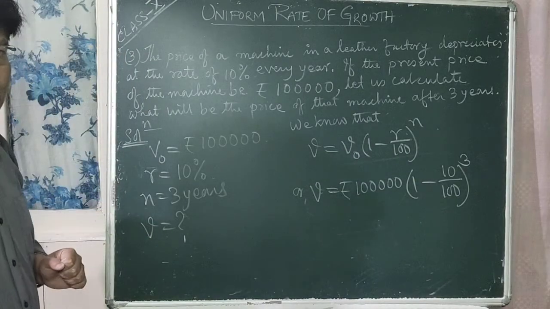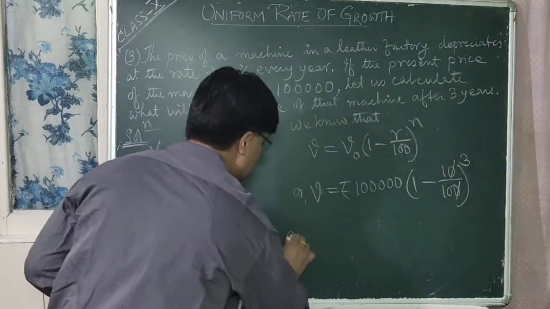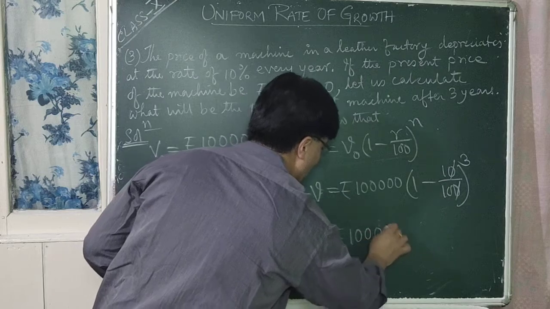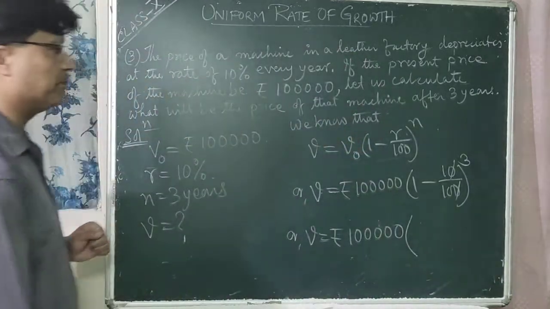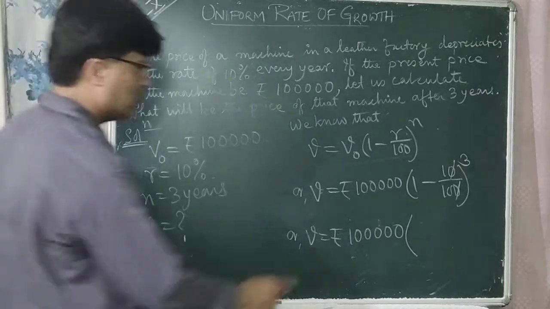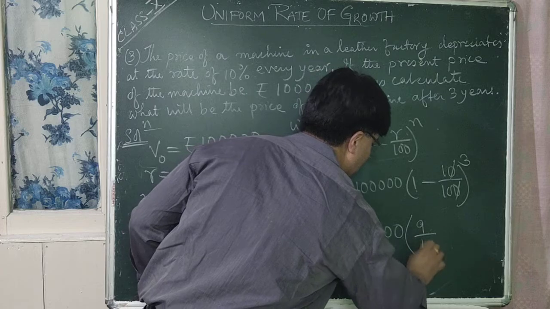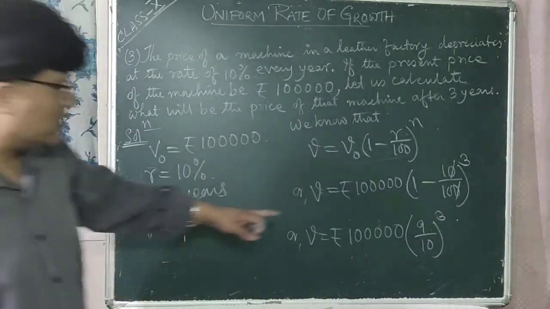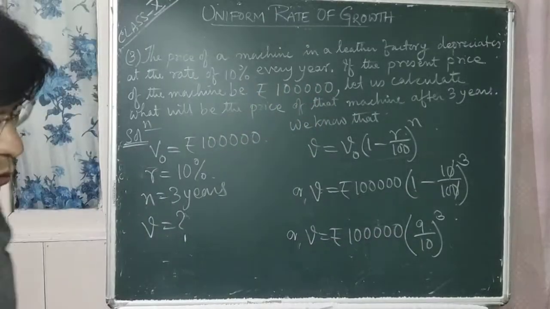So let us simplify it. Your 10 10 gets cancelled, or V is equal to rupees, this is your 1 and 5 zeros, 1 lakh within bracket. Let us simplify it. This is 10 ones are 10 minus 1, this is 9 by 10, this is your whole cube, right? 10 ones are 10 minus 1 is 9. 9 by 10 whole cube, right?